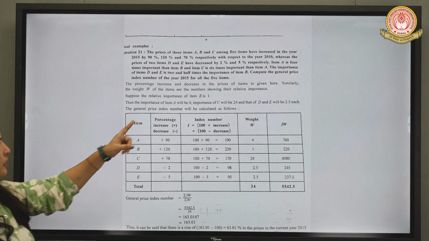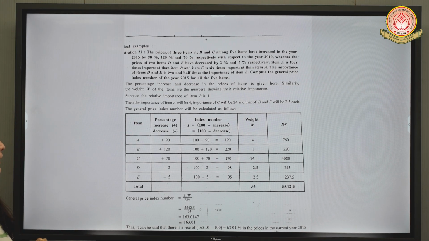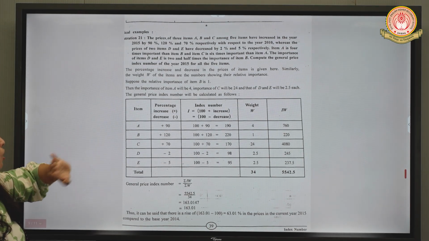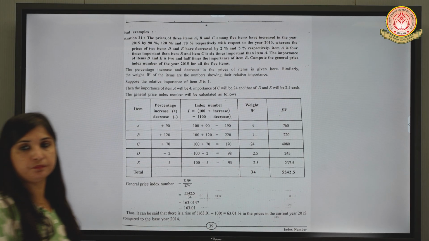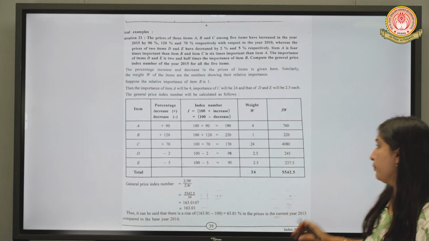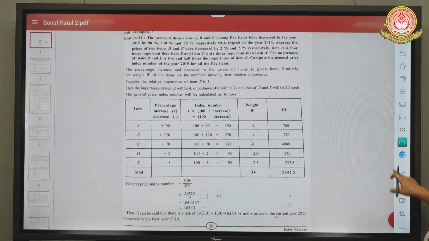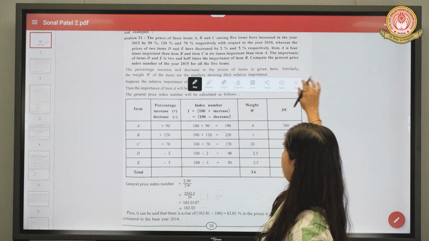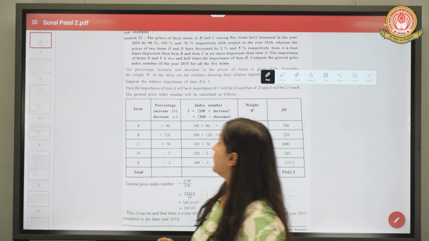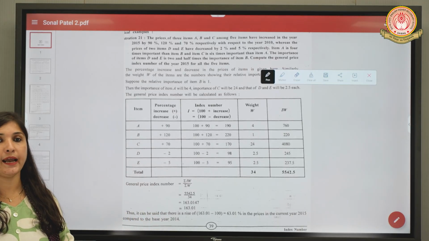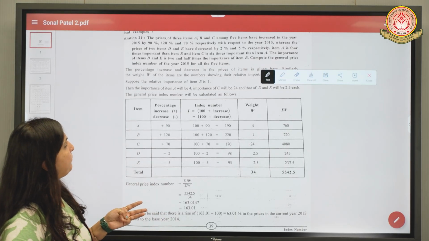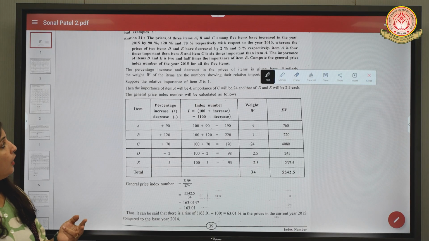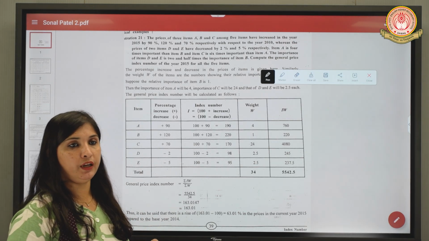In the last part, it is given, compute the general index number of the year 2015 for all the 5 items. Okay. So, let's see the information what is given, and based on that we will find the prices of 3 items. My 3 items are given. Which are the 3 items? A, B, C among the 5 items have increased in the year 2015.